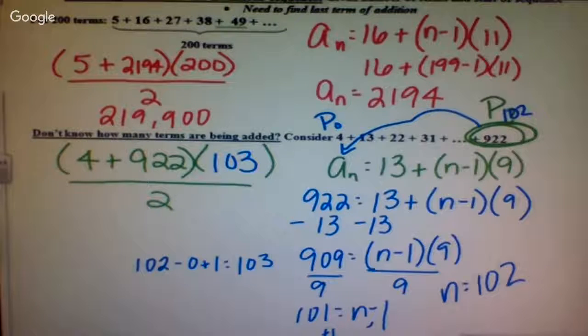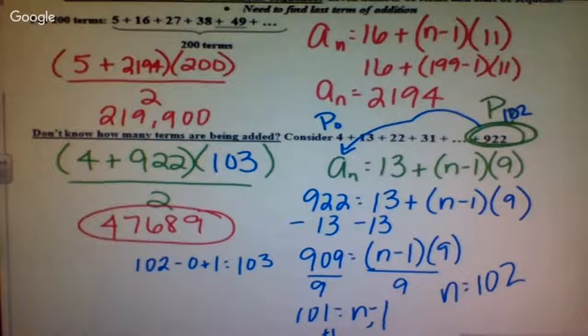So when you plug in the summation formula, we end up with what? What is the sum of the 103 numbers that go from 4 to 922? 47,689. 47,680. Yeah.